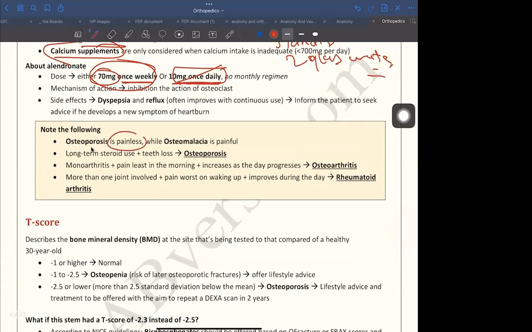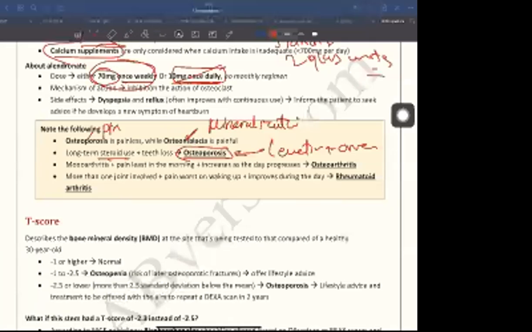Osteoporosis is painless. Osteomalacia is painful. So again, if you remember, I said porosis is a problem with your protein. Malacia is a problem with your mineralization, right? So it's basically a problem with your calcium. Long-term steroid use leads to osteoporosis. We mentioned as well the levetiracetam and the omeprazole, right?